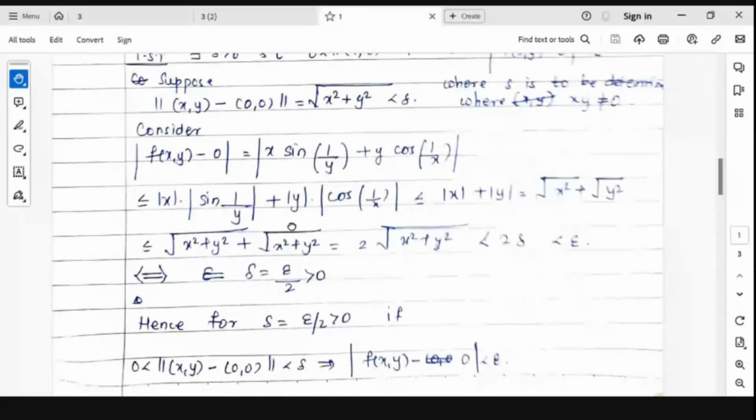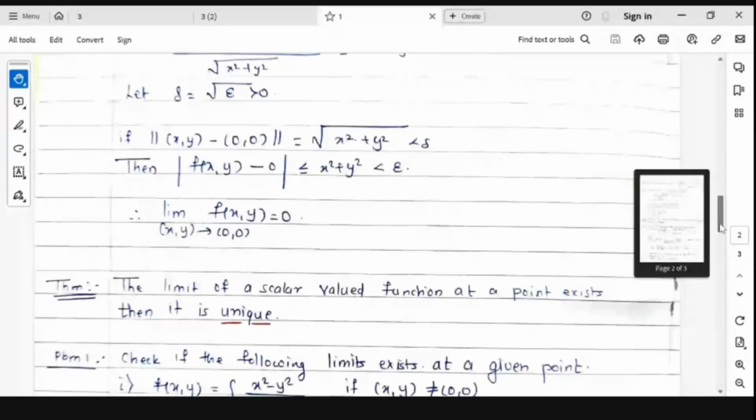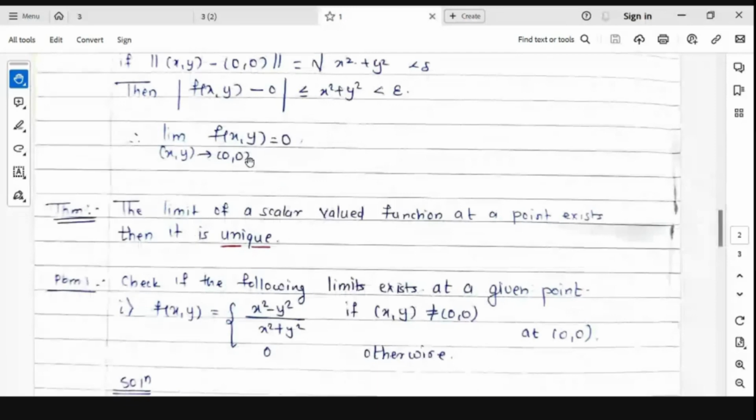Okay, so hence for delta equal to epsilon by 2, which is positive, if I take norm of (x, y) minus (0, 0) less than delta, then mod of f(x, y) minus 0 is less than epsilon. So I can conclude that the limiting value of f(x, y) as (x, y) approaches (0, 0) is 0.